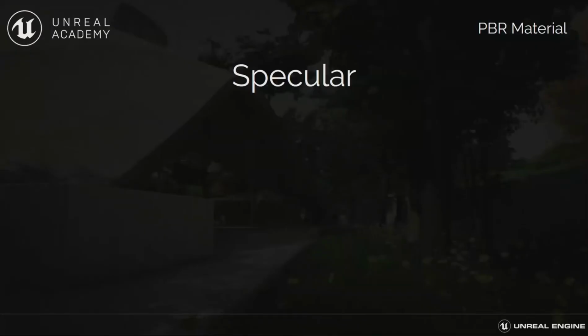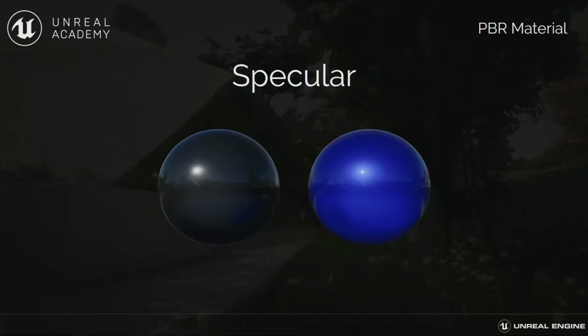So next is specular. Specular is just to tell the material how much this material reflects the light. As you can see, this highlight is what is defined by the specular value.